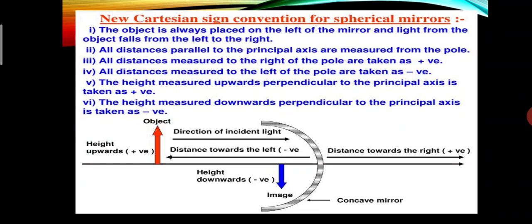Fifth, the height measured upwards perpendicular to the principal axis is taken as positive, and the height measured downwards perpendicular to the principal axis is taken as negative.